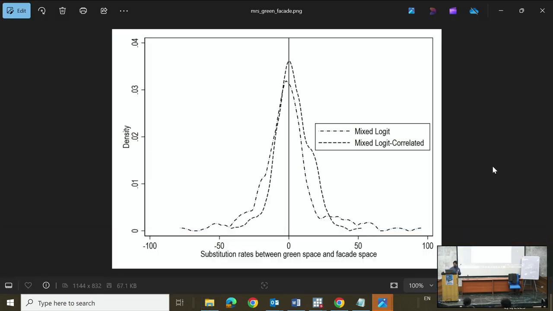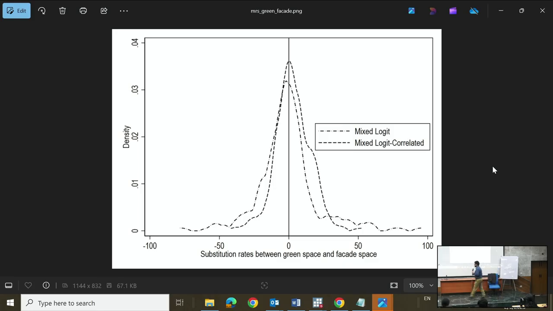This is the marginal rate of substitution between green space and facade space, or as I told you, because they are in percentages, these are elasticities. And then here is probably more obvious what I was telling you before. For 50% of the density, not the people, 50% of the density, in both of the distributions, it's even more clear here, have a negative marginal rate of substitution and have a positive marginal rate of substitution. This is a very contentious topic.